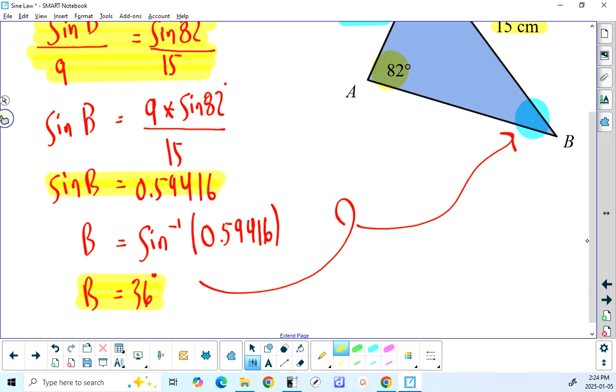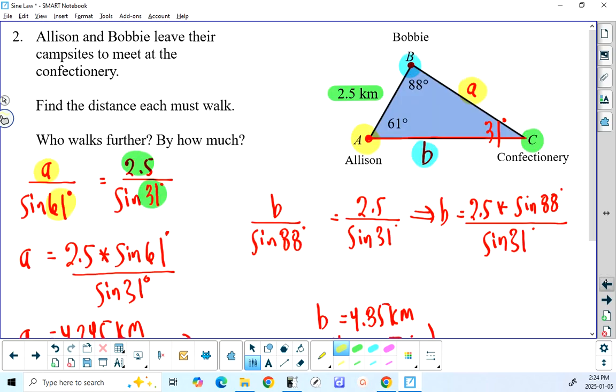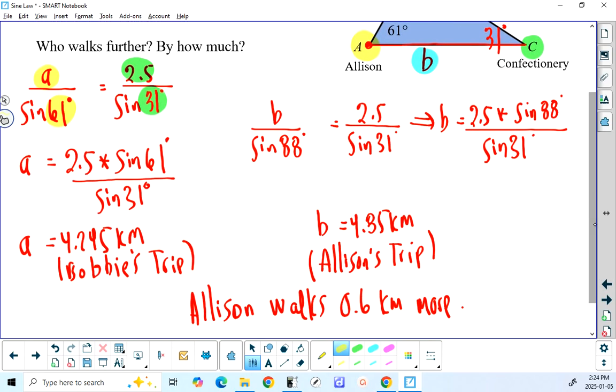And if you're finding an angle, then that means you've got 3 things to write. If you were finding a side, really you just need to show your answer as well as your substitution. You don't need to show that second step. So get to work on that, please.